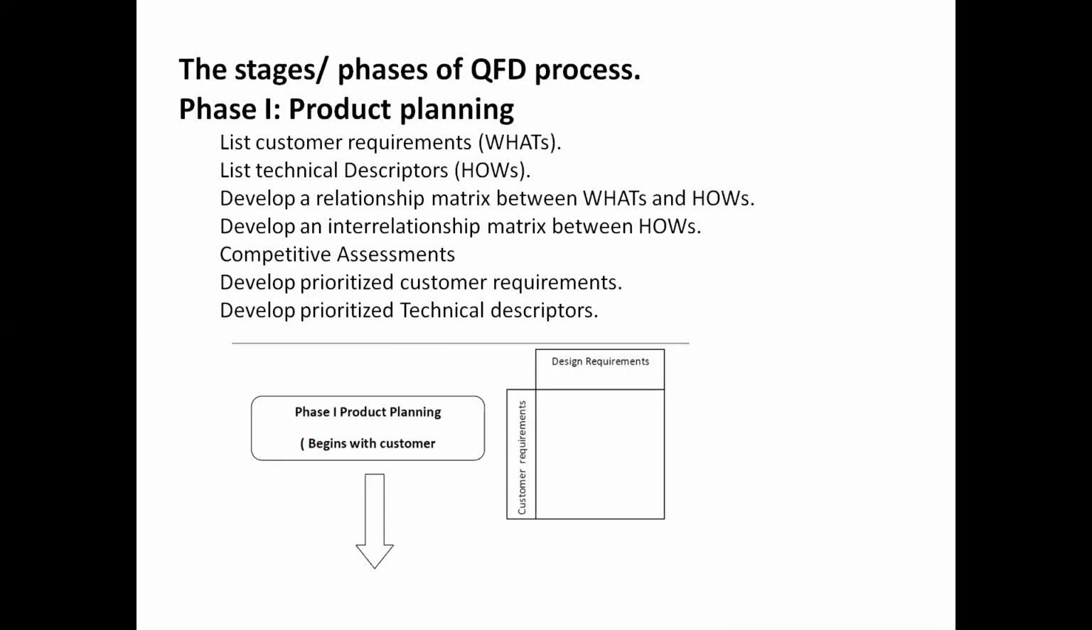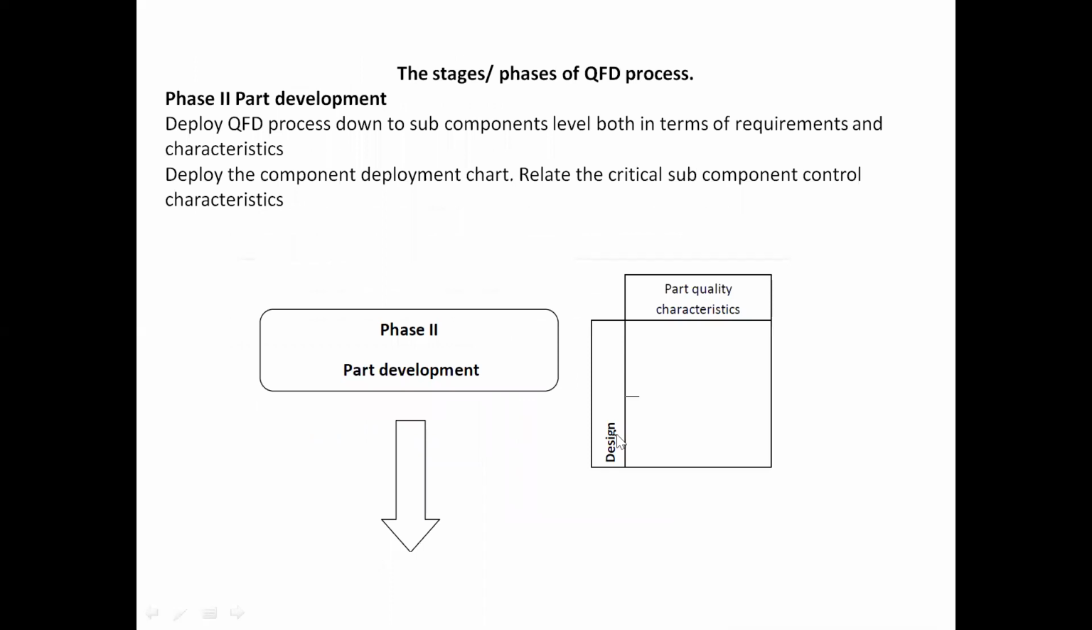First stage: if you see the graph, the list of steps you have seen is product planning. First we have seen all these in the first construction of the house of quality. So the product planning phase begins with the customer: customer requirements, design requirements. The second stage is drawing for the design requirements. From the design you have to develop the part. So first designing the part, second is the part development, with deployment down to subcomponent level, both requirements and characteristics, the component deployment chart, relative critical subcomponents, controlling the component.